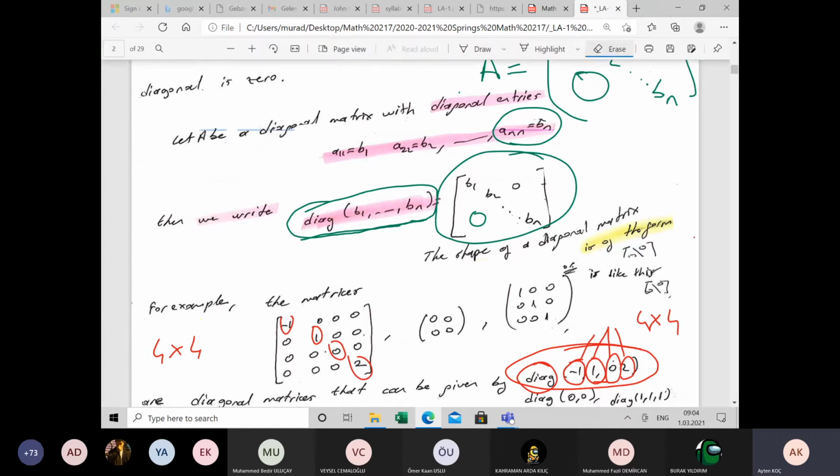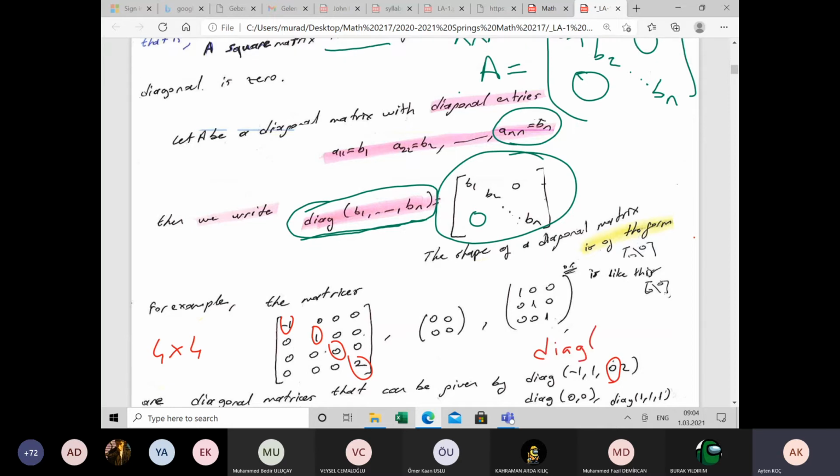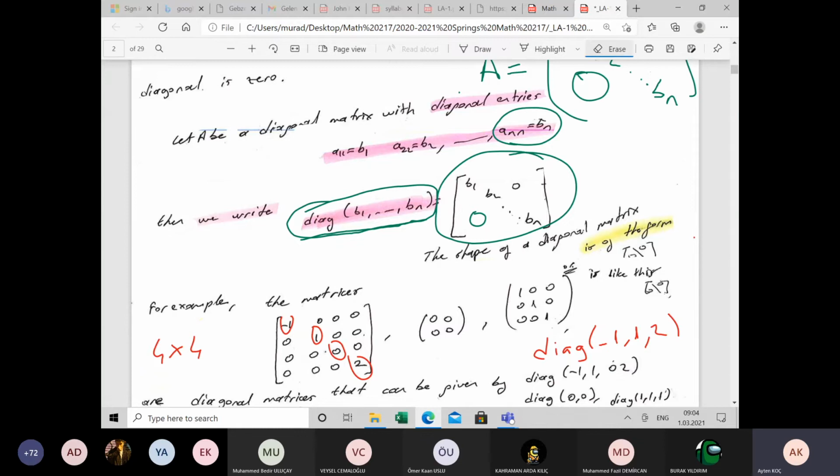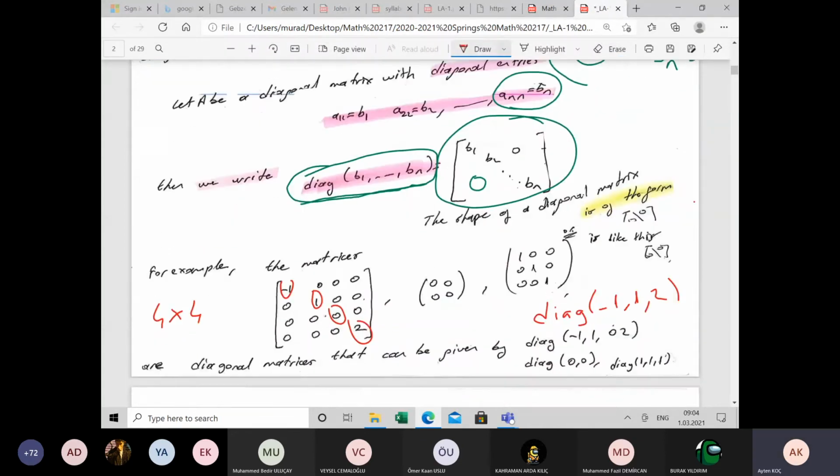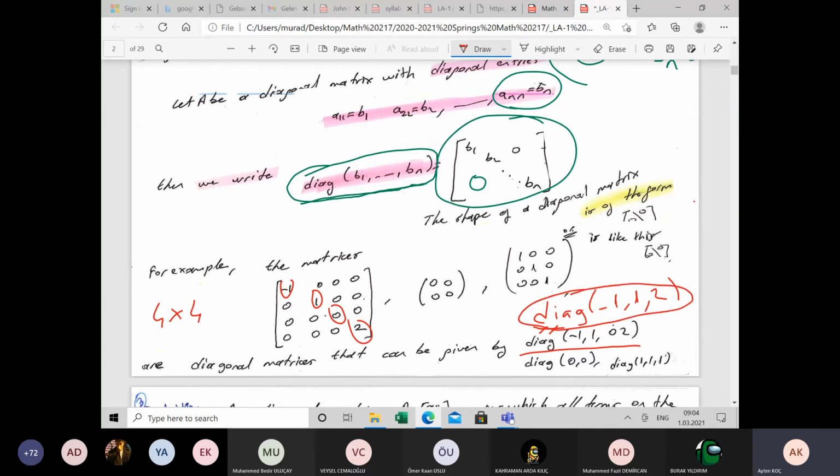If, for example, we write this one, 0 contains a 0 entry, yes. Write this one: diagonal, -1, 1, 2, omitting 0. And the natural question: is this matrix equal to the last matrix or not? Not. What is the reason? This one gives a 3 by 3 diagonal matrix, but this one gives a 4 by 4 matrix.